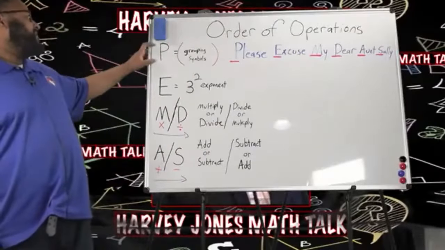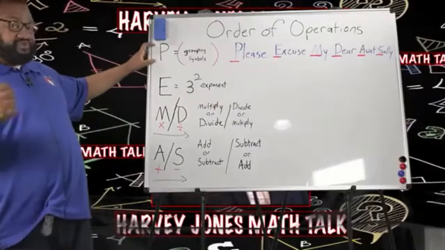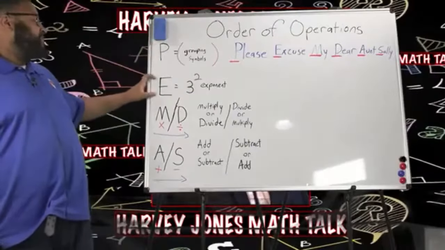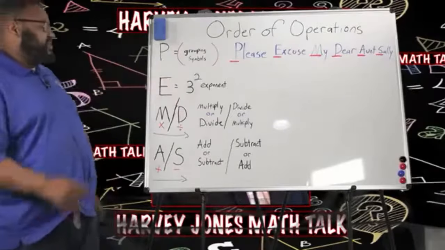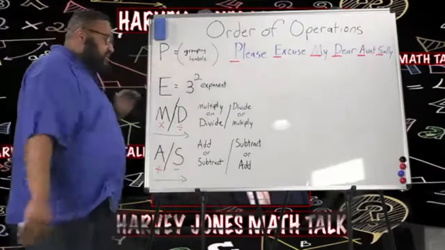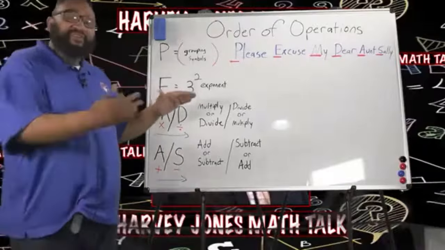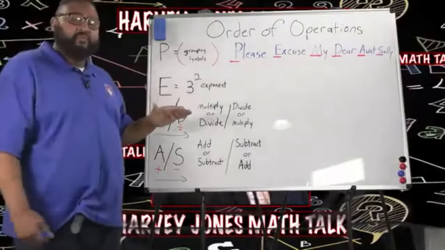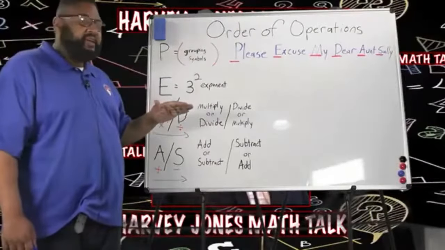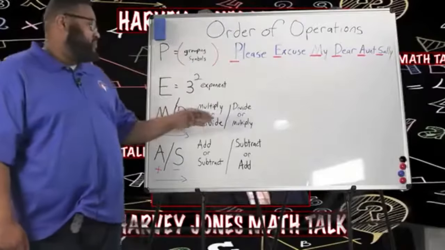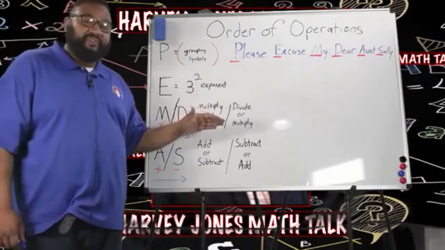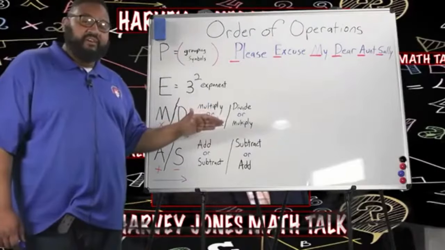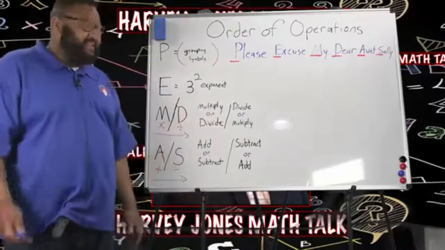Take care of your parentheses or your grouping symbols. Check. Take care of all of your exponents. Check. Okay? Now you just look at your multiplication and division as you go from left to right. If you come to a multiplication first, do the multiplication. We're going to do an example in just a few moments. If you come to a division first, going from left to right, then you do your division first. Okay? That's all. We're going to practice that.